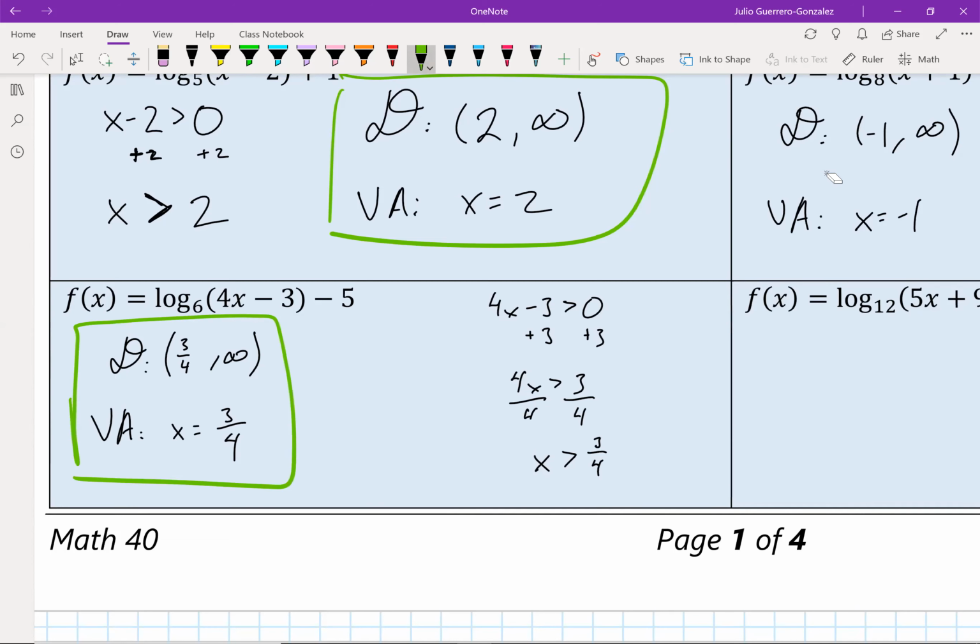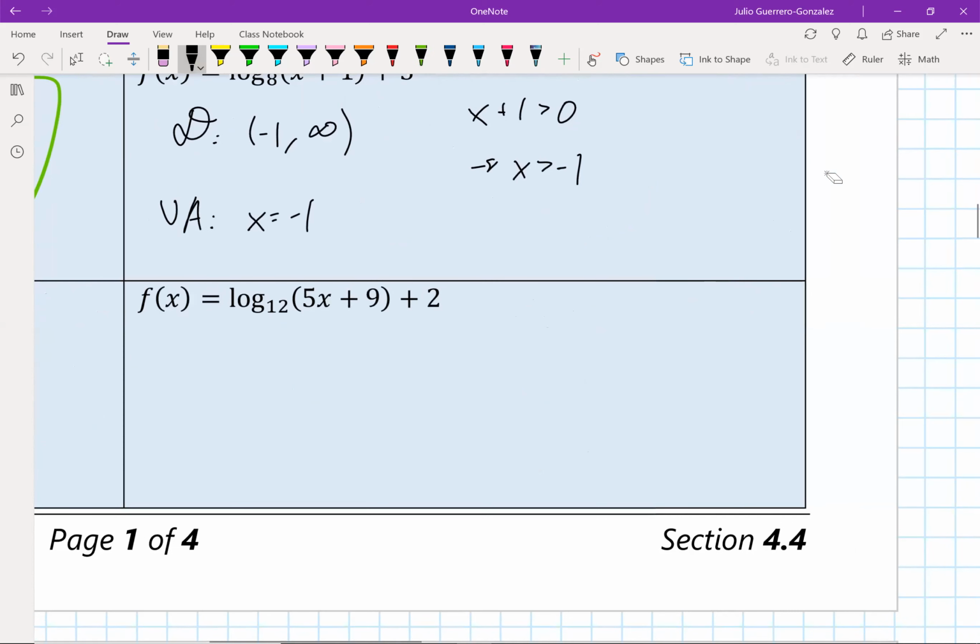Nice. Are we comfortable with these? I think we've killed these, huh? Yeah, I feel like do you even use the outside number? I feel like you should ignore it. Right. For a domain, you only care what's on the inside of the logarithm, nothing else. Are we gonna learn what to do with that outside number? Yep.